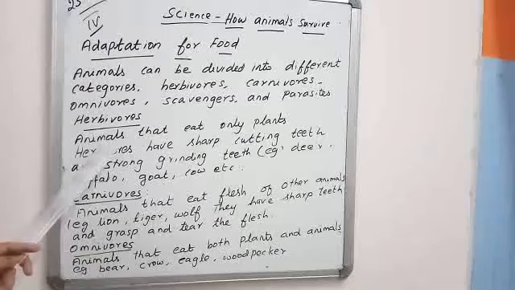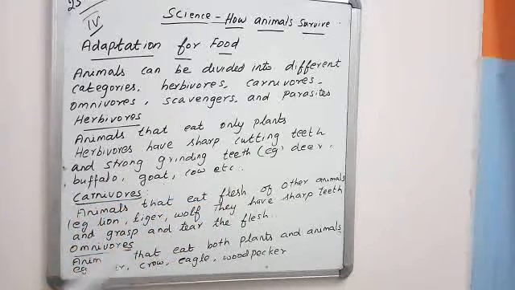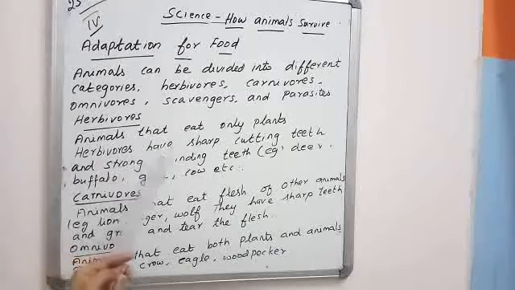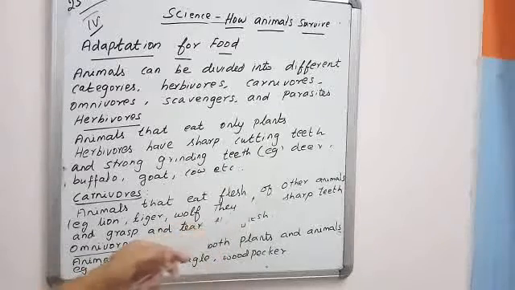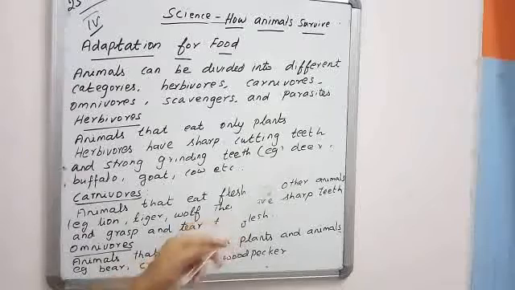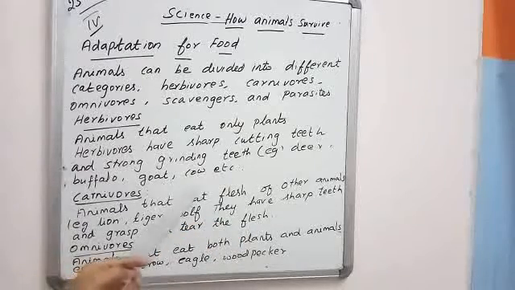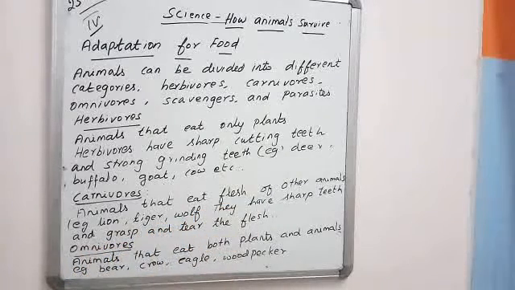So herbivores are animals that eat only plants. They have sharp cutting teeth, and by using the cutting teeth as well as the grinding teeth, they eat their food. Like the buffalo and goat, they eat only plants. So what type of teeth? They have strong grinding as well as cutting teeth. Examples: deer, buffalo, goat.